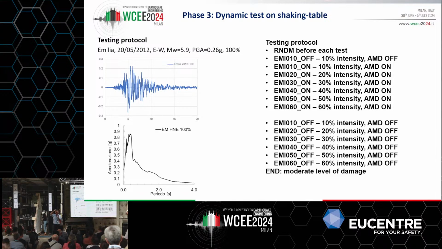So the idea was to run the first part of the test with the AMD on, in order to limit the damage and the cracking, up to the point where we believed that the amount of damage was enough, let's say, so not too high, not too significant. Then we switched it off and reproduced the same intensity, the same protocol, scaling up the ground motion up to, in this case, 60% of the intensity. And then we stopped it when a moderate level of damage occurred.